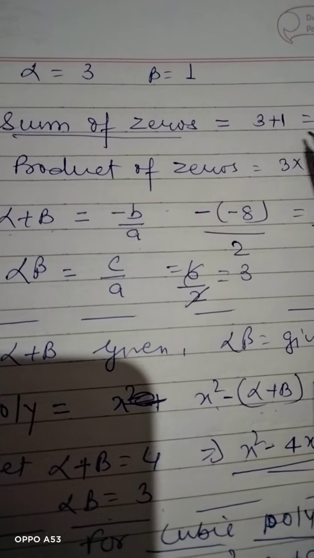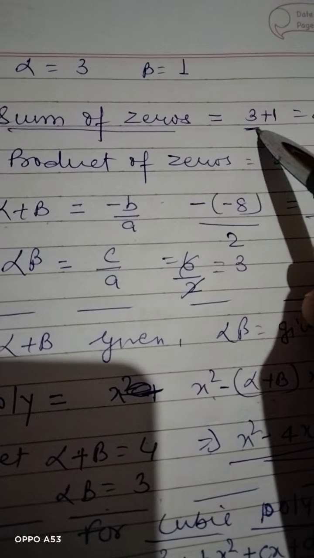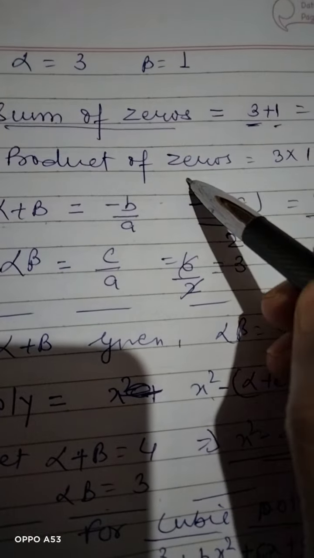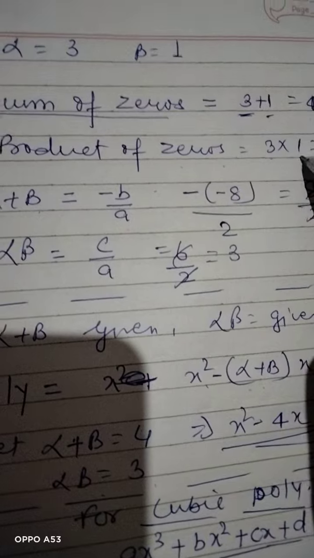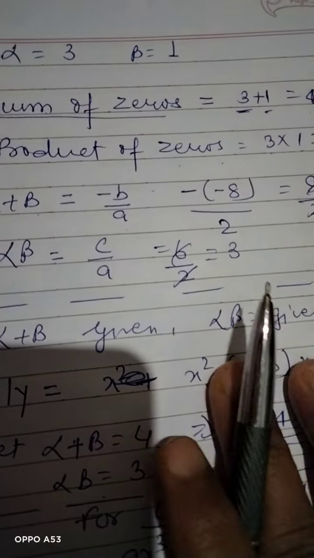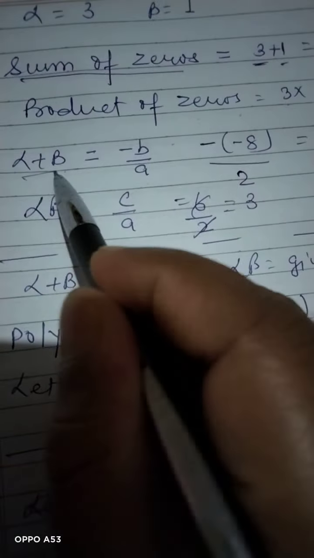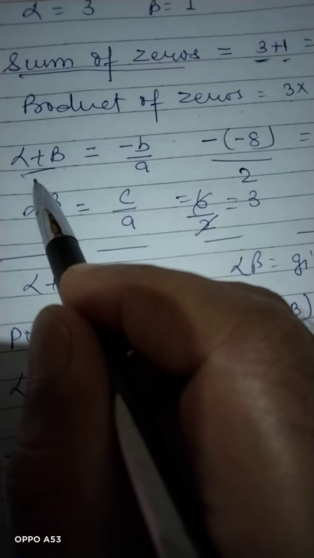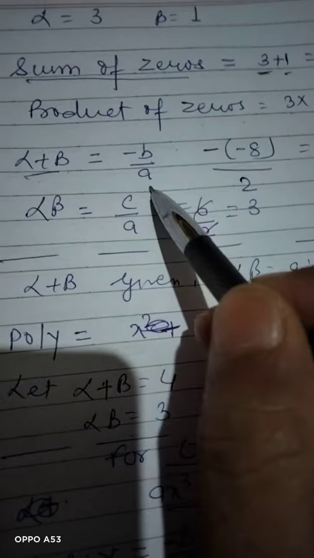तो सम ऑफ जीरोज यहाँ पे निकालते हैं तो क्या आता है हमारा 3 plus 1 means 4, एंड प्रोडक्ट ऑफ जीरोज क्या आता है हमारा 3 into 1 equal to 3. Okay, now alpha plus beta we have learned that alpha plus beta equal to minus b by a.